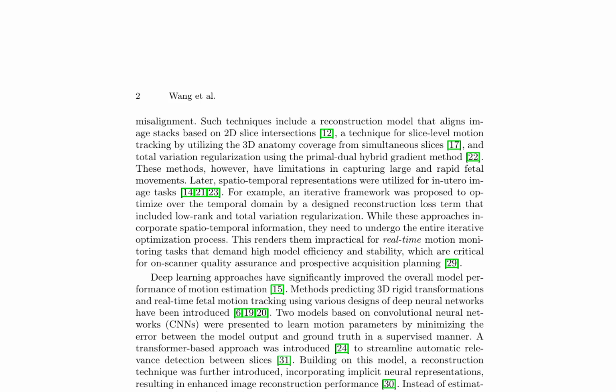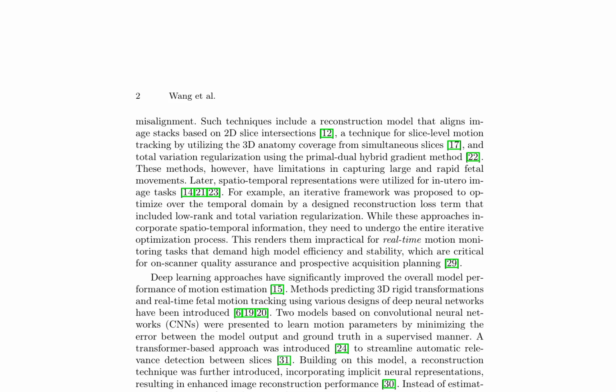Existing techniques, including slice-to-volume reconstruction, have limitations in capturing large and rapid fetal movements. Spatio-temporal representations have been utilized for in utero image tasks, but they require iterative optimization processes, rendering them impractical for real-time motion monitoring tasks. Deep learning approaches have improved model performance in motion estimation.